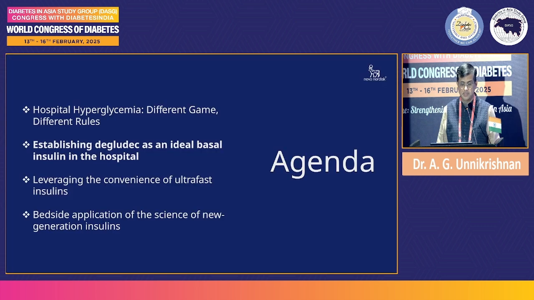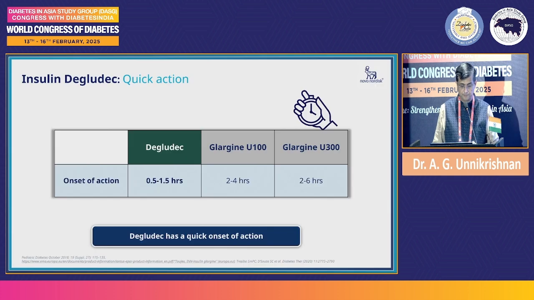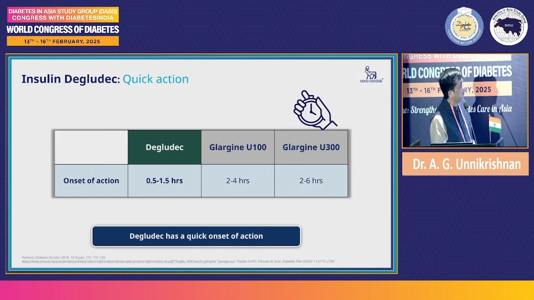So therefore, friends, I introduced you to the concept and I showed you how in-hospital hyperglycemia is a different game with different rules. Now let's look at degludec, which is probably the most ideal insulin to use in a hospital. One of the reasons is it acts faster than glargine. We think of basal insulin as acting in 1 to 2 hours. That's not so. Glargine takes 2 to 4 hours to act, and U300 can take up to 2 to 6 hours to act.